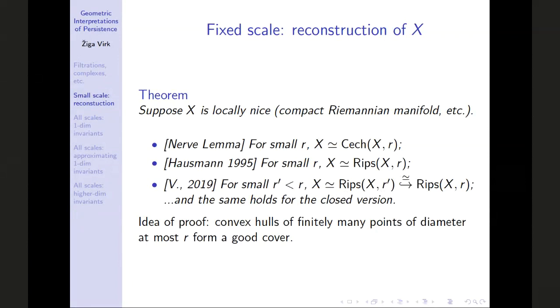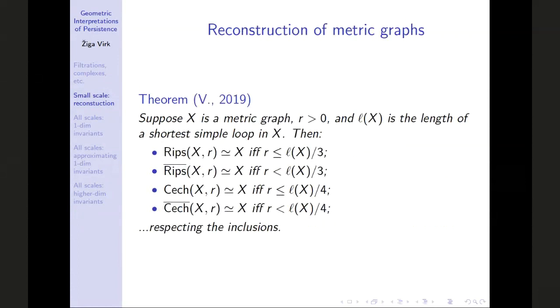And then, okay, the only thing we're really using here and not proving is the nerve lemma. Everything else actually follows from the slides if you want to prove this result. Okay, so this is the first reconstruction result. The second one I want to mention is the one for metric graphs.